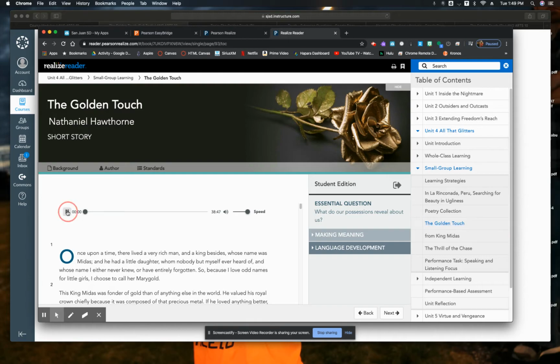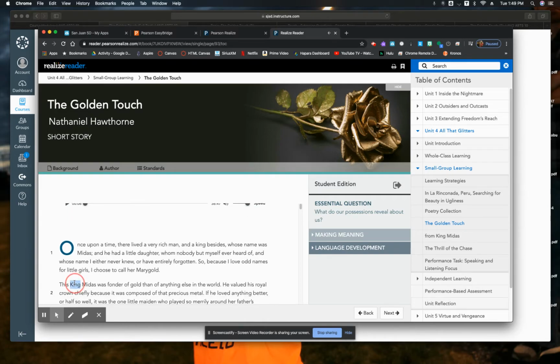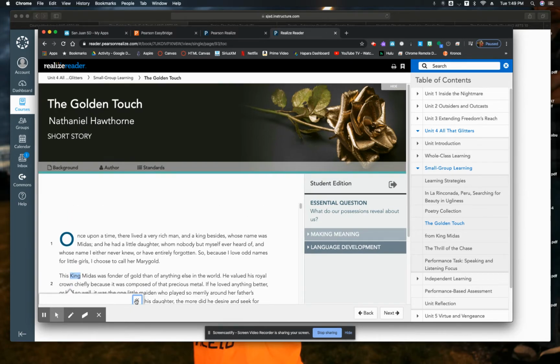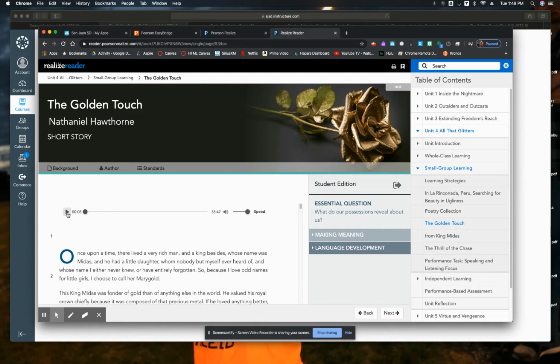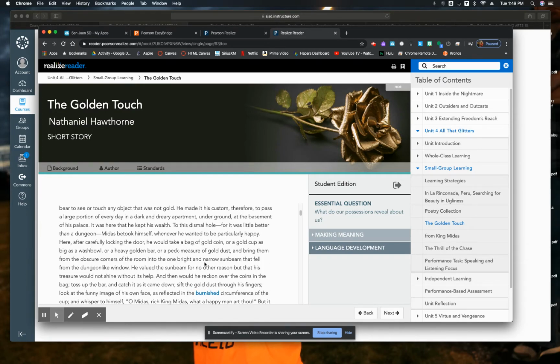But look what it'll do for you. The Golden Touch by Nathaniel Hawthorne. Short story. Background. Now it'll read it for you. I think if you go down here, I'm not sure if it'll take you to exactly where you want to go. Anyway, you can have it read to you, the entire audio version, as you follow along.